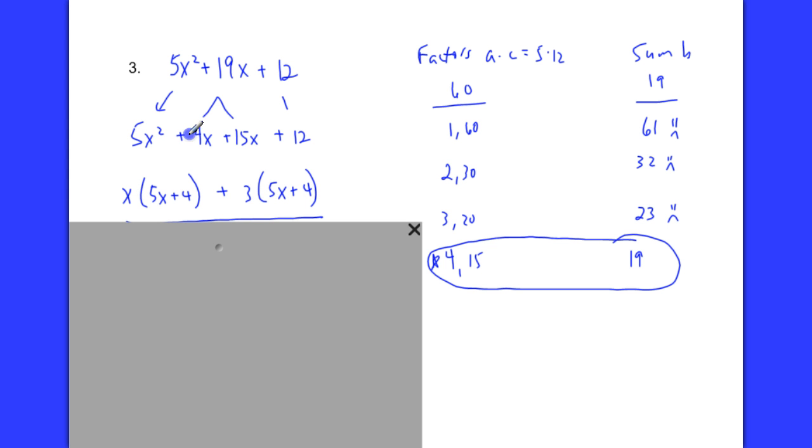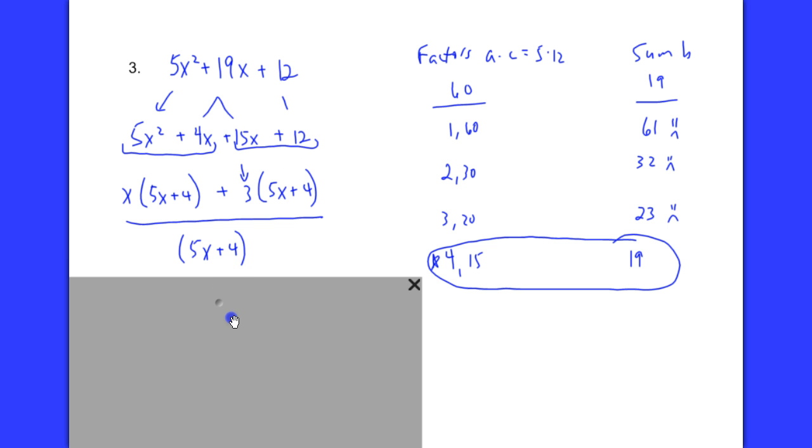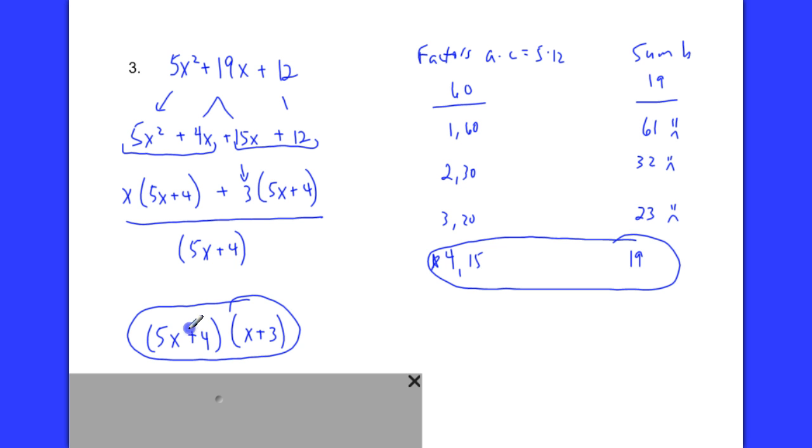You still should work out to the same answer if you did it correctly. So the way I did it, I took these two terms right here, divided out the x. I took these two terms right there and divided out that 3. That gave me a common factor of 5x plus 4 here, 5x plus 4 here. So I divide out that common factor, 5x plus 4, and it cancels out the 5x plus 4s. I put my GCF up front, and the remaining binomial is x plus 3. There's your answer right there.